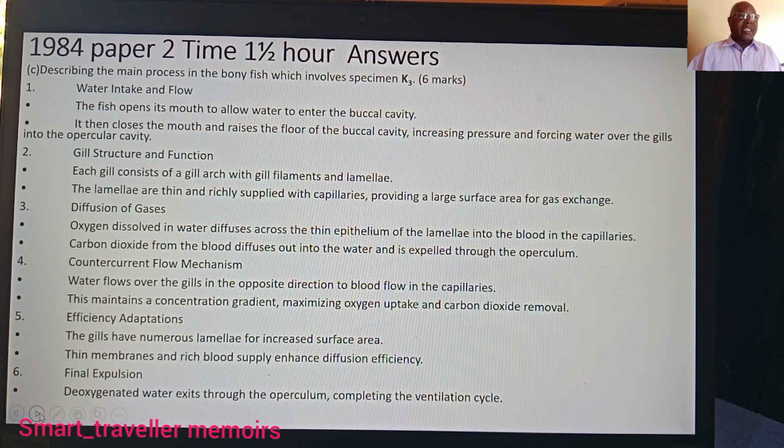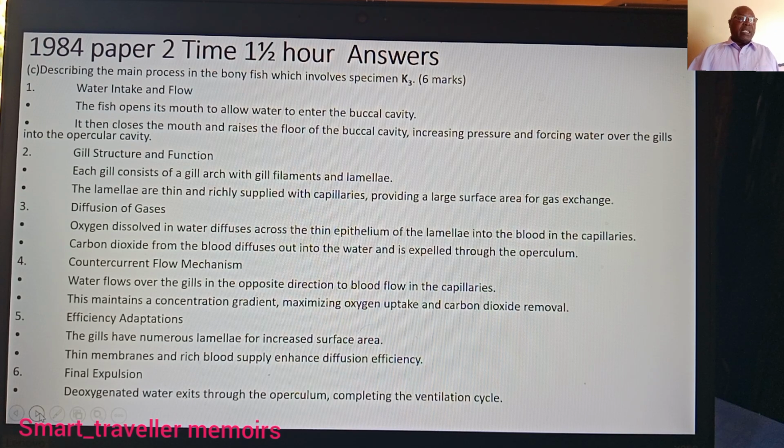Another process is diffusion of gases. Oxygen dissolved in water diffuses across the thin epithelium of the lamellae into the blood in the capillaries. Carbon dioxide from the blood diffuses out into the water and is expelled through the operculum.